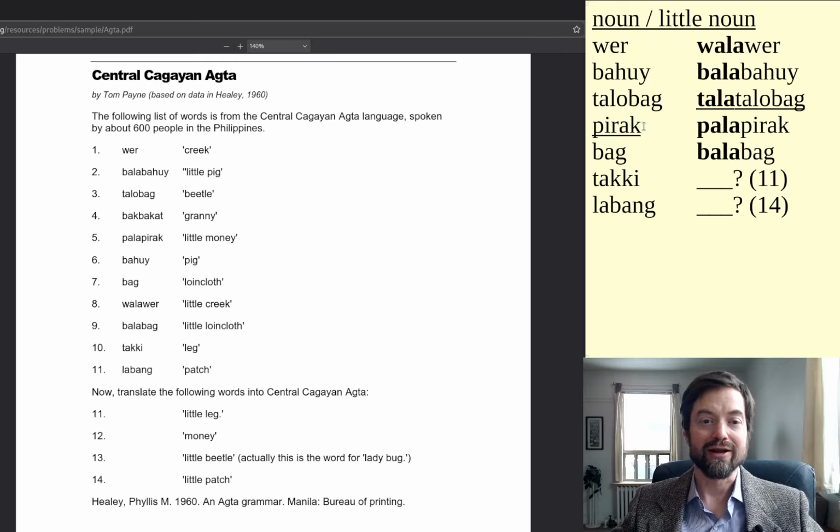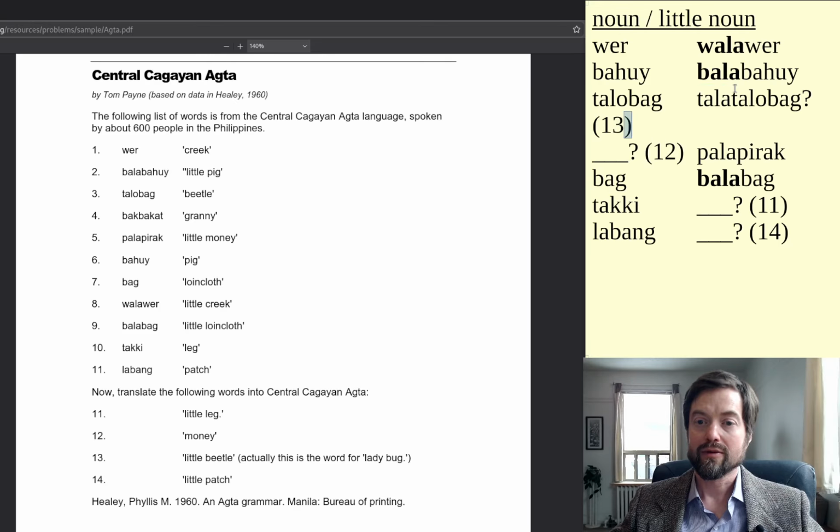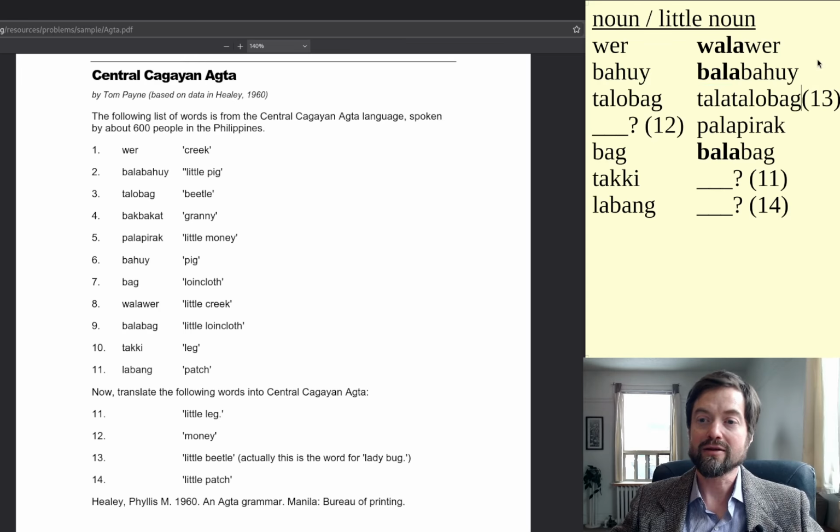Oh, but now I'm forgetting what numbers there are, so that's worth writing in, the numbers. Let's go with that here. Okay, yes. Talo bag, 13. And then we have pirak is 12. Okay, so that looks good, and we get our nice pattern.